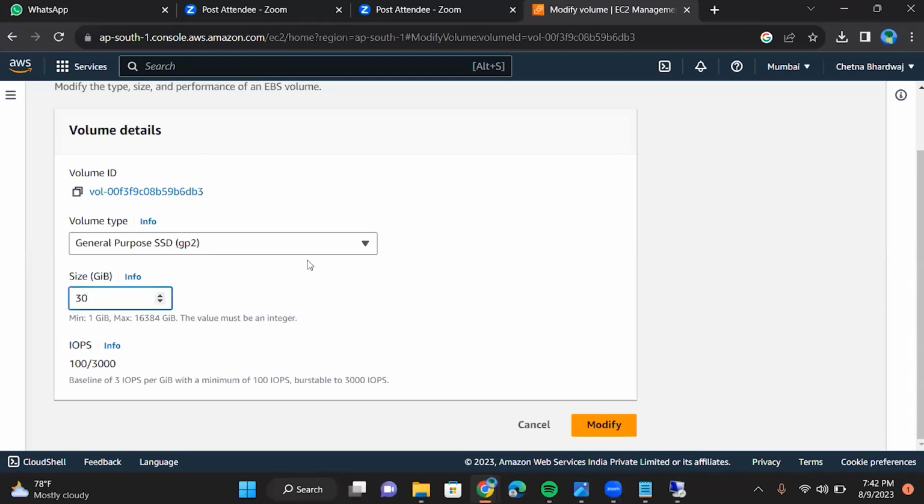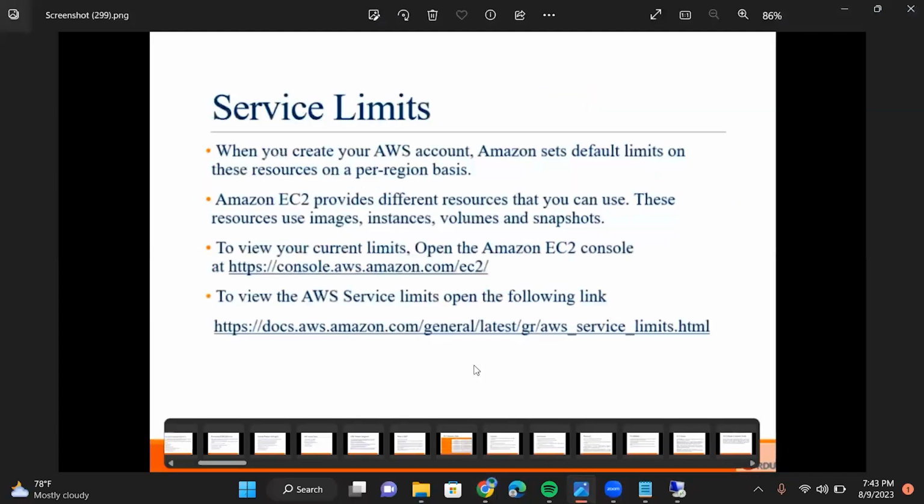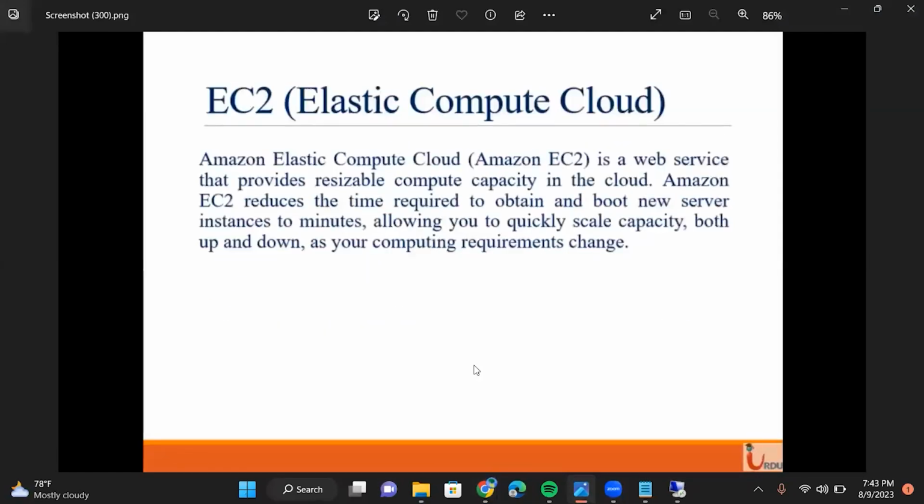First, guys, tell me, do you know what general purpose SSD is? GP2? Has this topic been discussed? No? Okay, then we will see it tomorrow. Let's continue with the topics we have not covered in the theory.